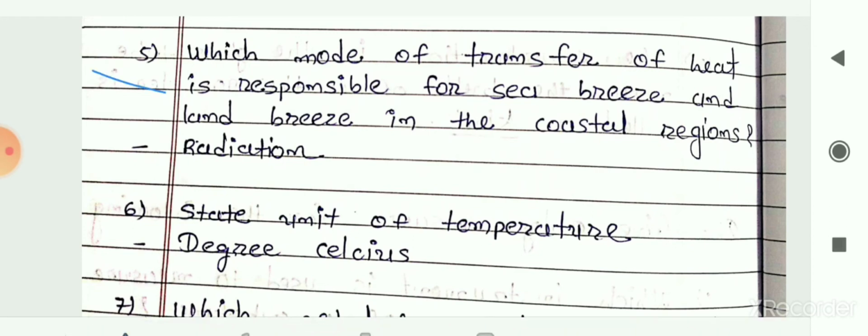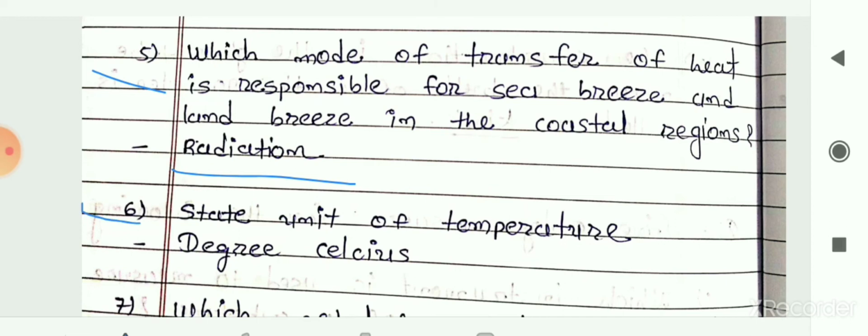As in the sea breeze and land breeze, the air gets heated by the heat of the sun. So here the transfer of heat takes place by the process of radiation. So your answer is radiation.